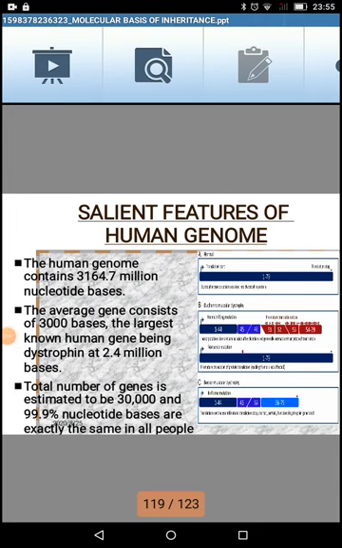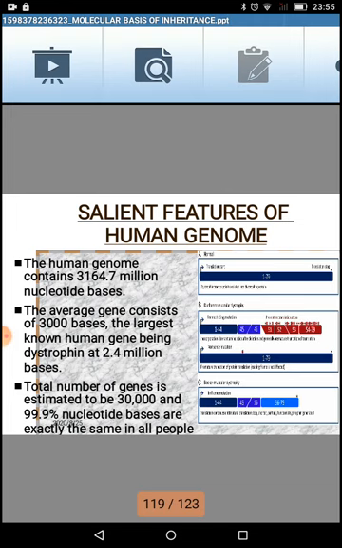Now that was the brief idea about the methodologies of the Human Genome Project. Let us have a very quick go through the salient features of the human genome, which was found out from the Human Genome Project. First point, the human genome contains around 3164.7 million nucleotide bases. Now you can imagine the huge amount of nucleotide bases. Nucleotide bases means adenine, guanine, cytosine and thymine and their combinations. So nearly this many million base pairs are present in our human genome.